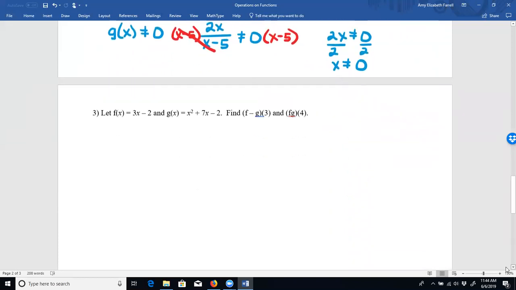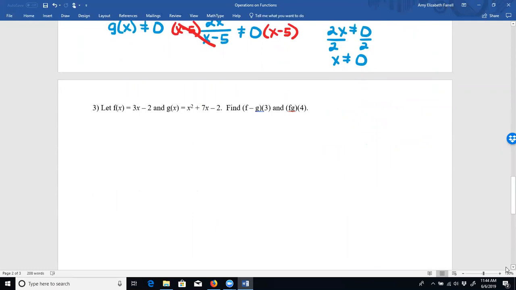Okay, last thing here is, what if instead of having an x, we have a number inside parentheses? So suppose we want to find f minus g of 3. So there's 2 ways to do this. One is you could find f minus g of x first, and then plug the number 3 into what you get. So let's do that. It's a kind of a longer way to do it.